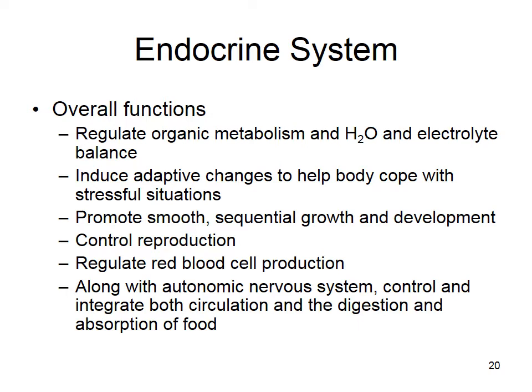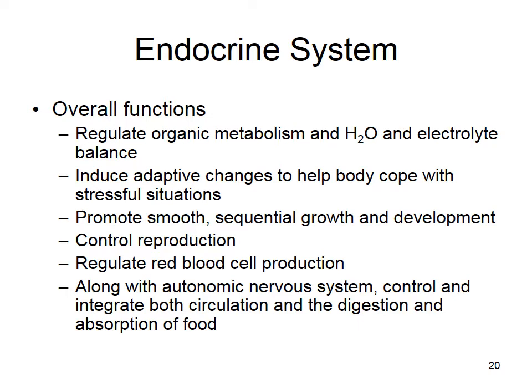Endocrine system plays a major role in growth and development, which is obviously something that has to be coordinated on a really long time scale. Okay. Helps control reproduction through the reproductive hormones, regulates red blood cell production. What hormone causes an increase in red blood cell numbers? Erythropoietin. And what organ produces it? Kidneys, which are a secondary endocrine organ.